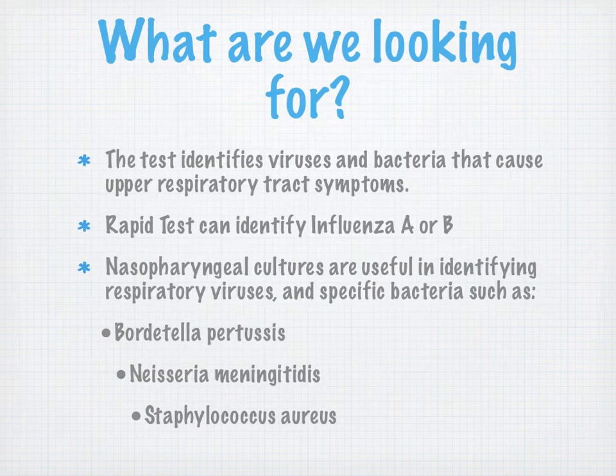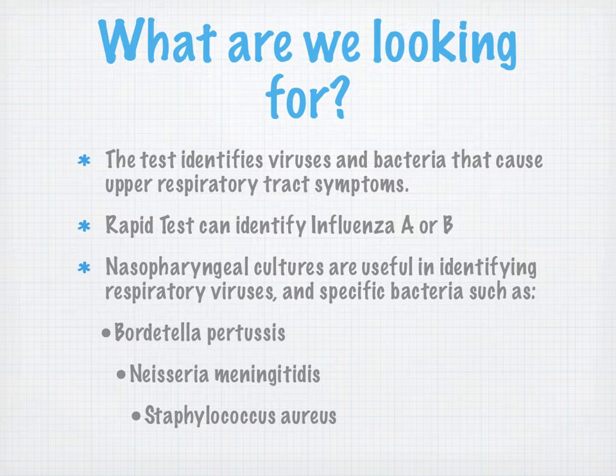So what are we looking for here? So the test identifies viruses and bacteria that cause upper respiratory tract infections or symptoms. And the rapid test can identify, well, this says influenza A or B. I say this like I had nothing to do with it. My bullet point here says rapid test can identify influenza A or B, and that is true, and they can.